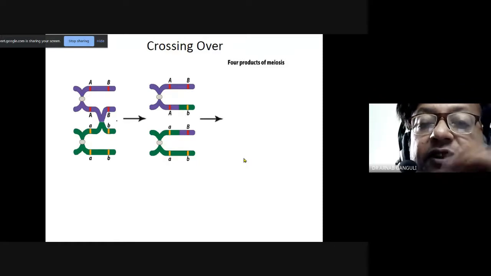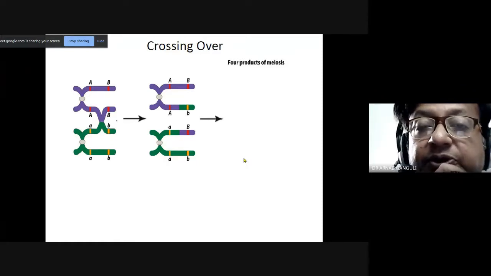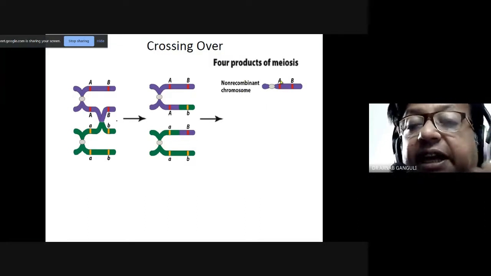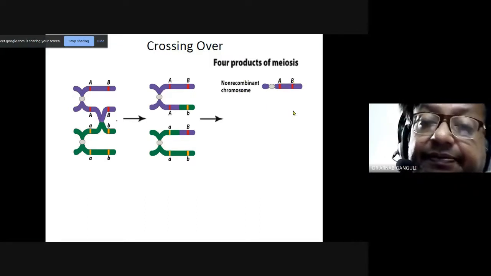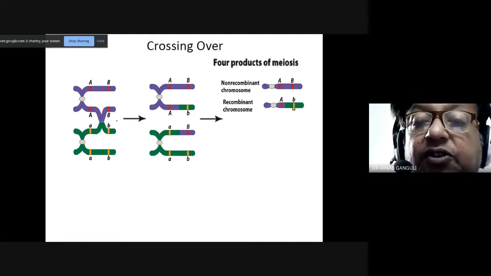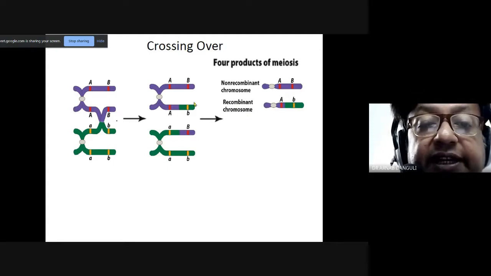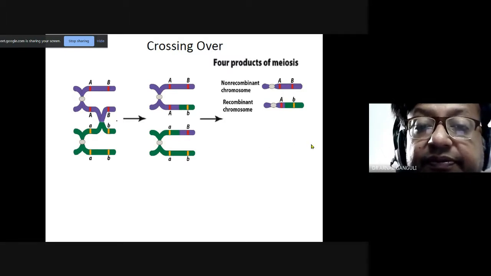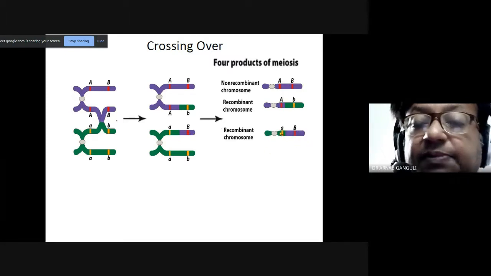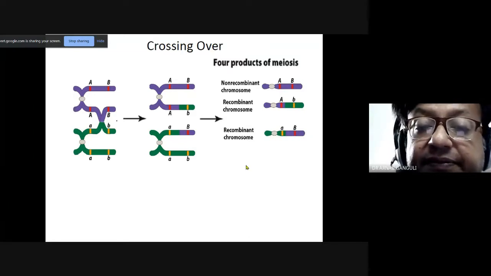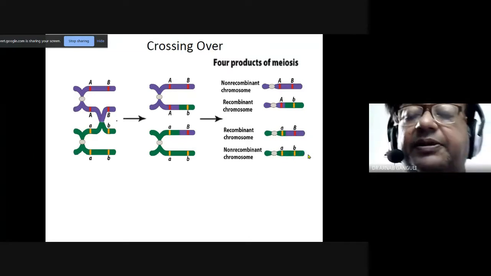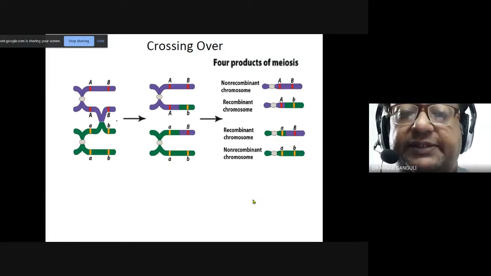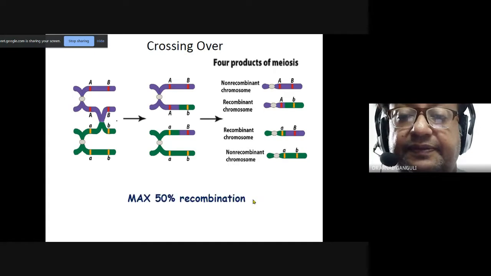So 4 products of meiosis, 4 types of gametes produced. First gamete will be a non-recombinant, a parental, capital A, capital B gamete. Then you have the recombinant chromosome, capital A, small b, এইটা। এটা তো ভাগ হয়ে যাবে মাঝখান থেকে। Then you have small a, capital B. You have small a, small b. So this is how crossing over takes place.